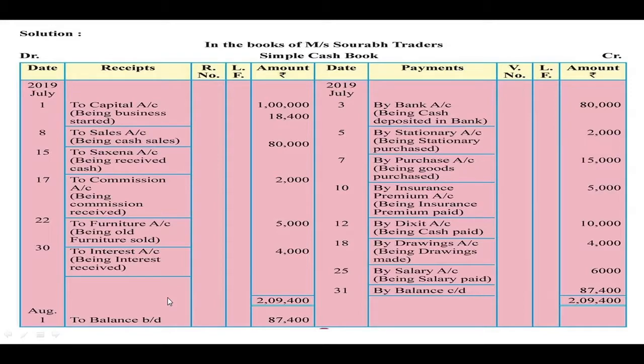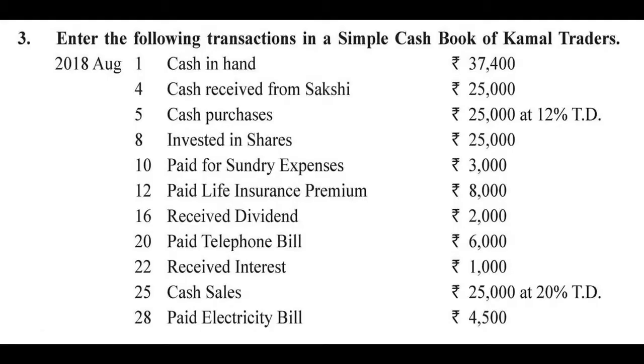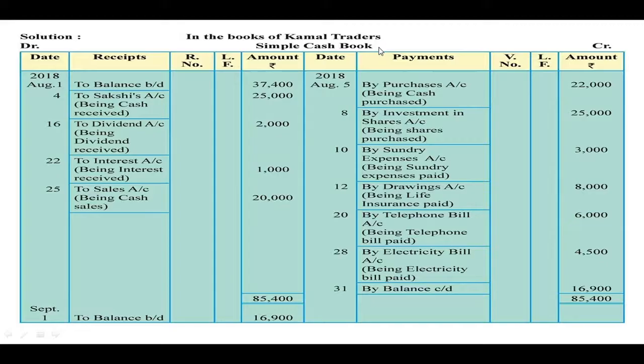Now we are going to learn the next illustration. Here it is given, enter the following transactions in a simple cash book of Kamal Traders. So first we have to write the heading and then we have to draw the columns in the books of Kamal Traders simple cash book. Then same columns will come, that is on debit side date, receipts, receipt number, LF, amount, credit side date, payments, voucher number, LF and amount, and you have to write CR here, that is credit.